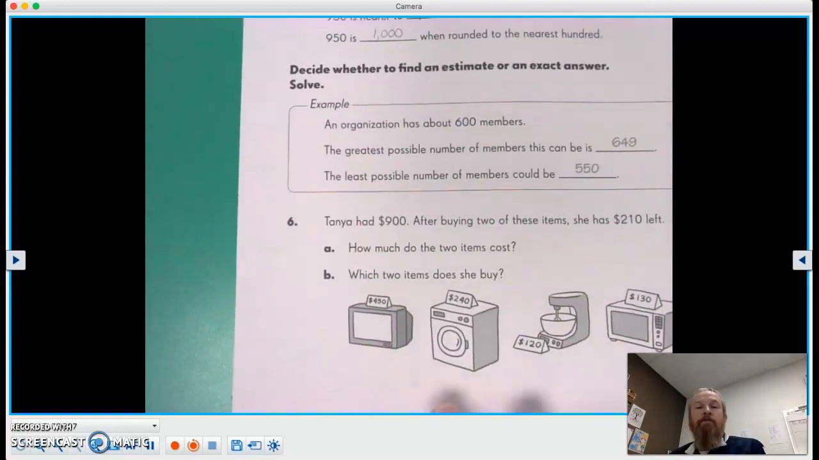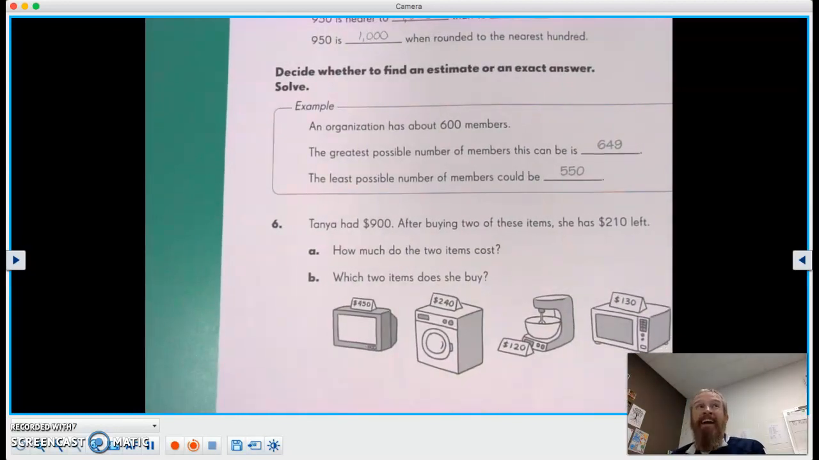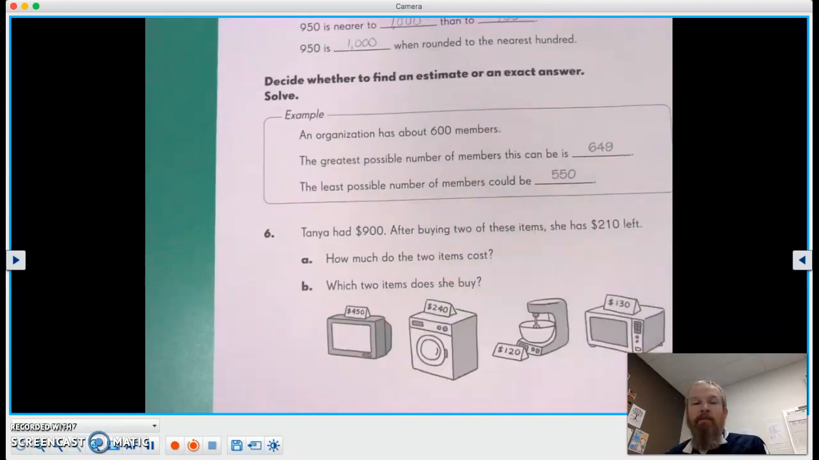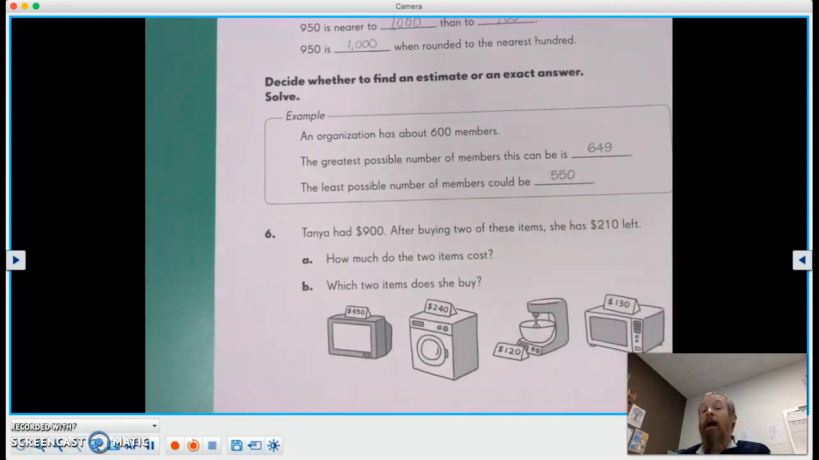Decide whether to find an estimate or an exact answer. So, here we go. An organization has about 600 members. The greatest possible number of members this can be is 649. The least possible number of members could be is 550.